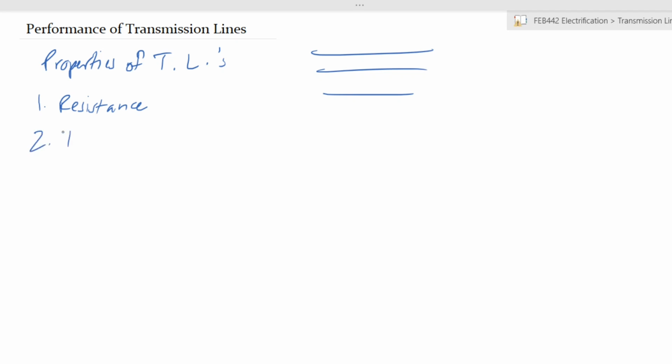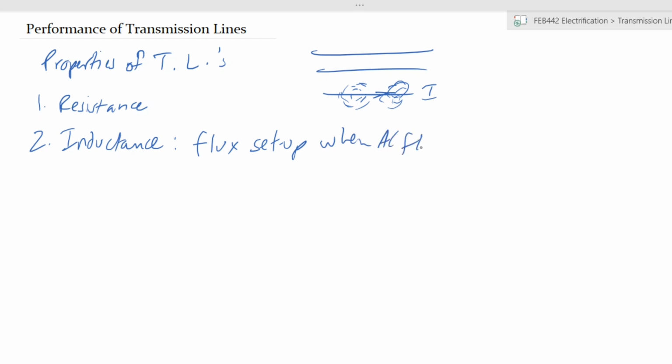Number 2 is the inductance. Now, this particular one, when you have a cable that carries current, anytime you have a current flowing through a conductor, what will happen? You will have a magnetic flux being set up around the conductor. So the inductance is because of the flux set up, or it is the interaction of the conductor material with the flux set up when AC flows through.